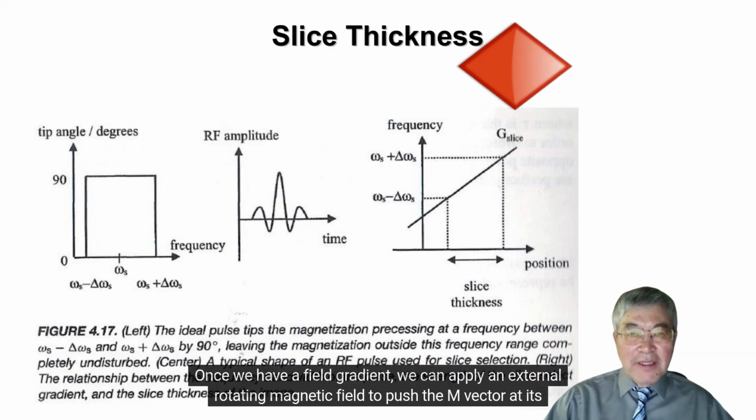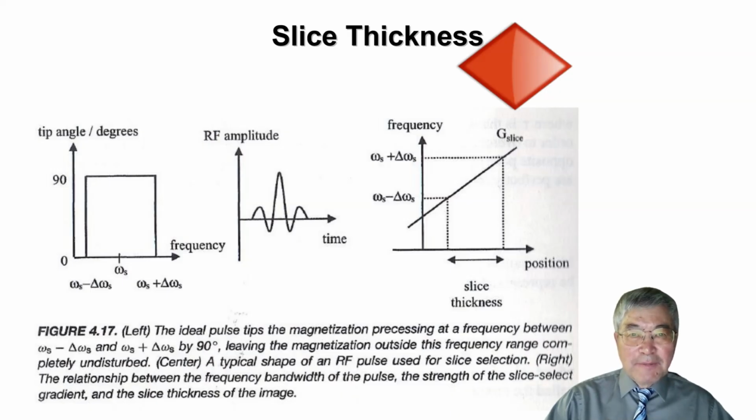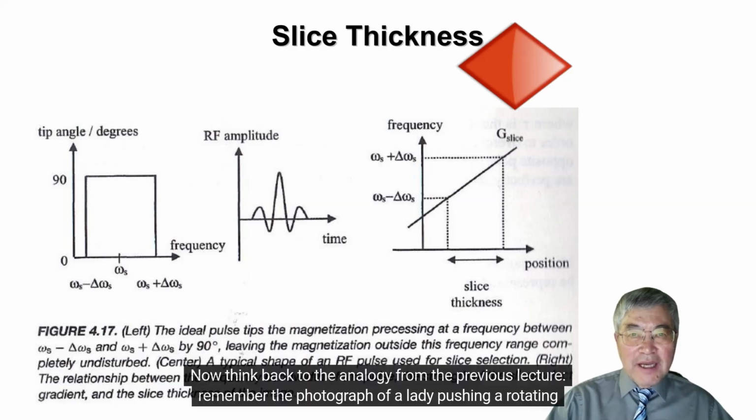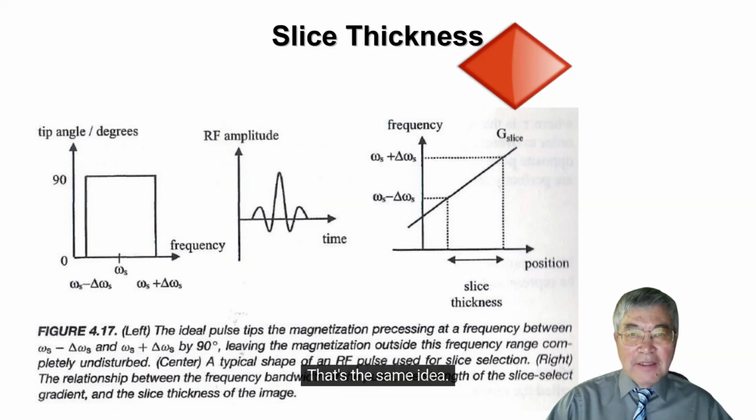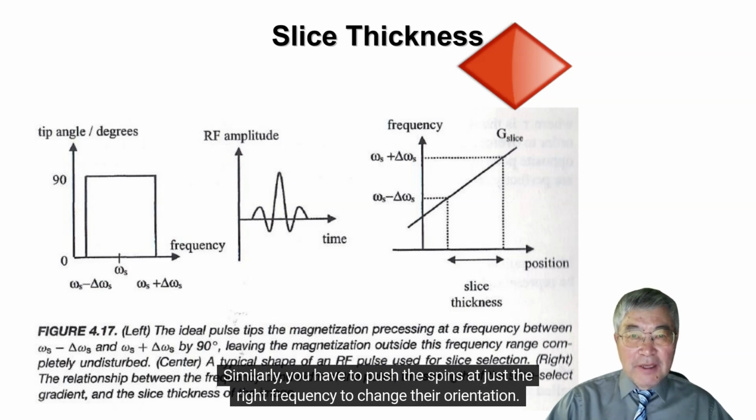Once we have a field gradient, we can apply an external rotating magnetic field to push the M vector at its resonant frequency, that is, its precessional frequency. Now think back to the analogy from the previous lecture. Remember the photograph of a lady pushing a rotating door? That's the same idea. You have to push the door at just the right time to keep it moving smoothly. Similarly, you have to push the spins at just the right frequency to change their orientation.